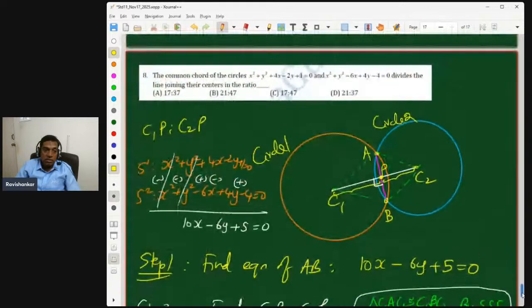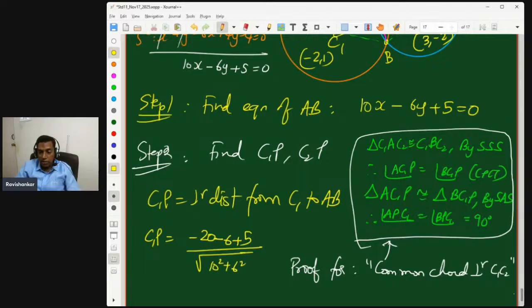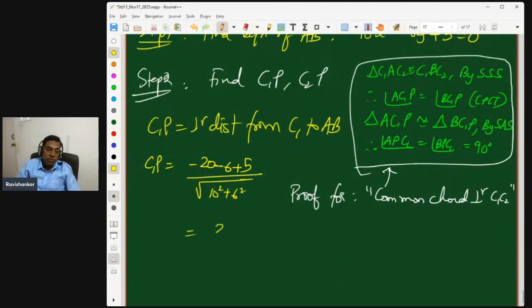C1 is (-2, 1) and C2 is (3, -2). So for (-2, 1), we get (-20 - 6 + 5) by root of 10 squared plus 6 squared. That is C1P, which happens to be, taking the modulus of course, 21 by root 136.